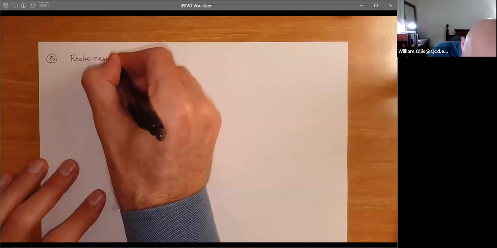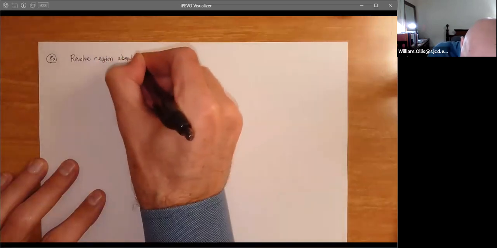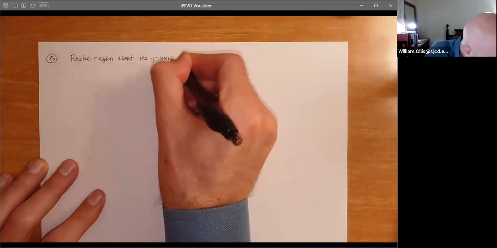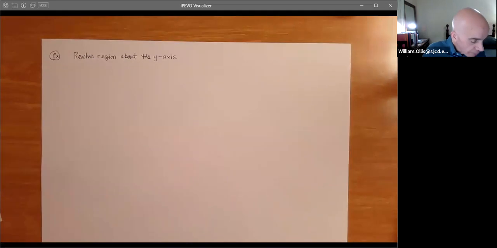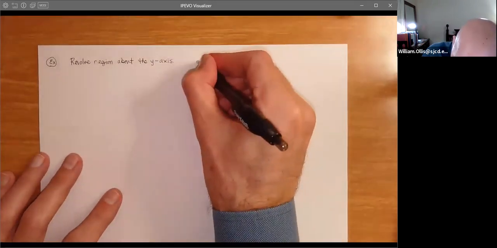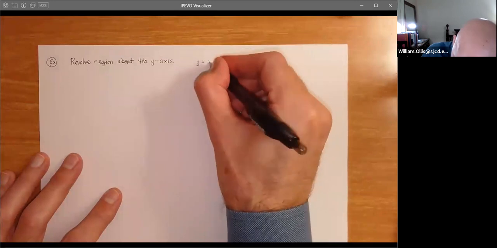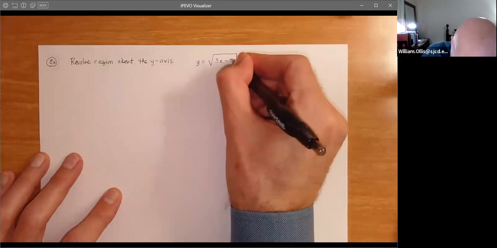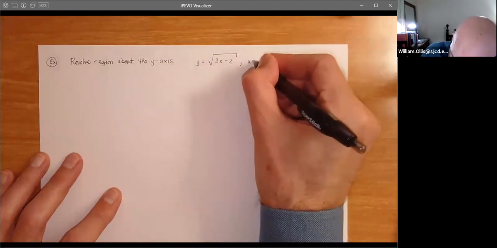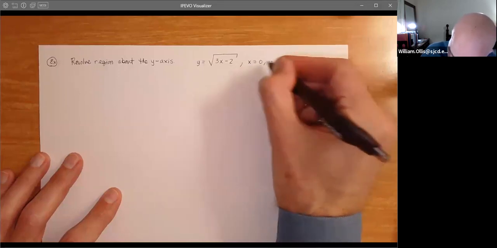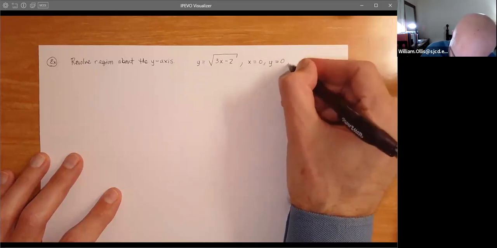Revolve region about the y-axis. And in this particular problem, let's see what we have here. Oh, okay. We've got the following region. So we have y equals the square root of 3x minus 2. This is a little college algebra. We have x equals 0. We have y equals 0. So we've got the y-axis, the x-axis, and y equals 1.